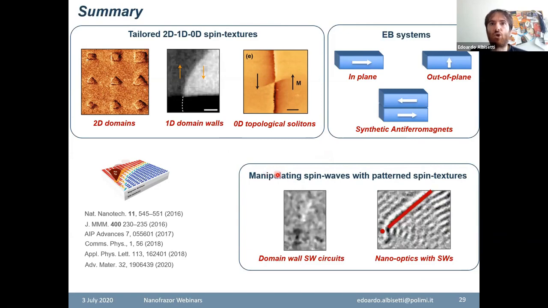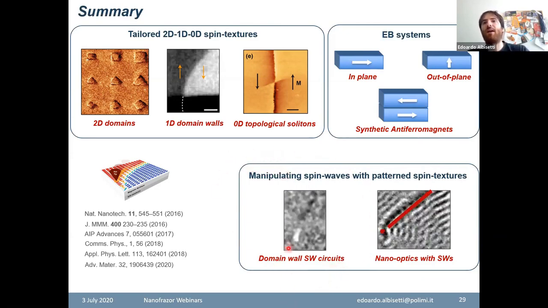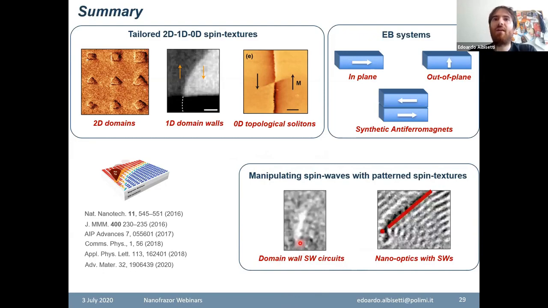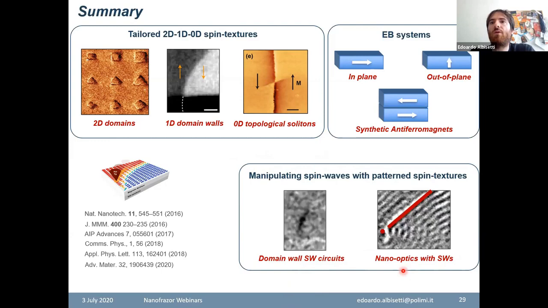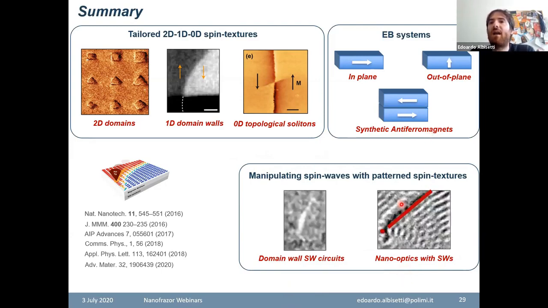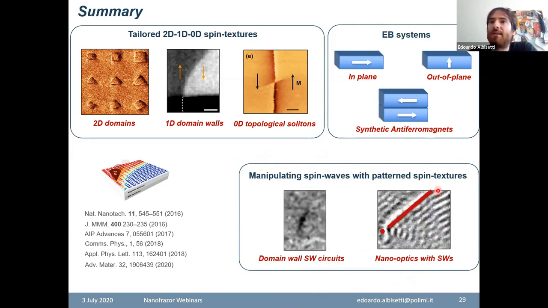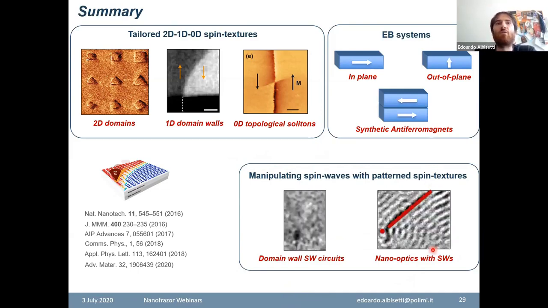In particular, I showed you that we were able to manipulate spin waves and have them propagate as in waveguides within domain wall-based circuits, or we were able to, in synthetic antiferromagnets, emit highly controlled spin wave wavefronts that can be combined to build complex interference figures that can be used for spin wave computing.